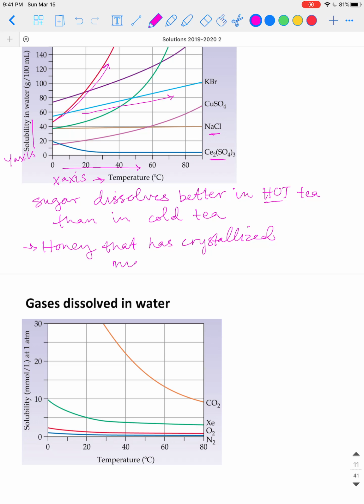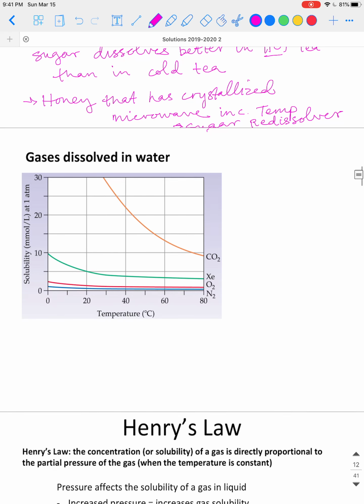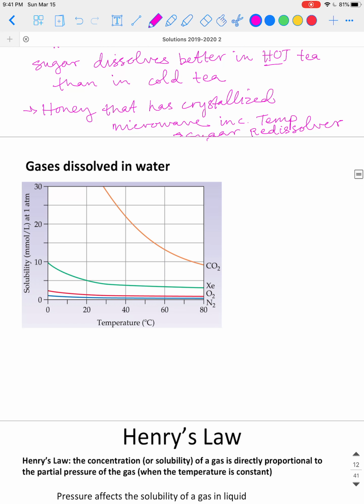So if you microwave it, it increases the temperature, and those sugar molecules redissolve. Oops. Sorry, that should say sugar there. All right, let's go on to the next slide though.